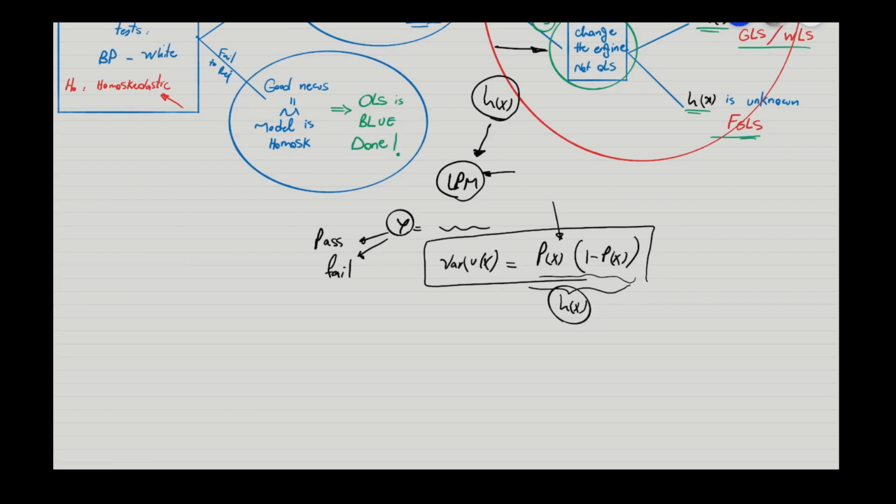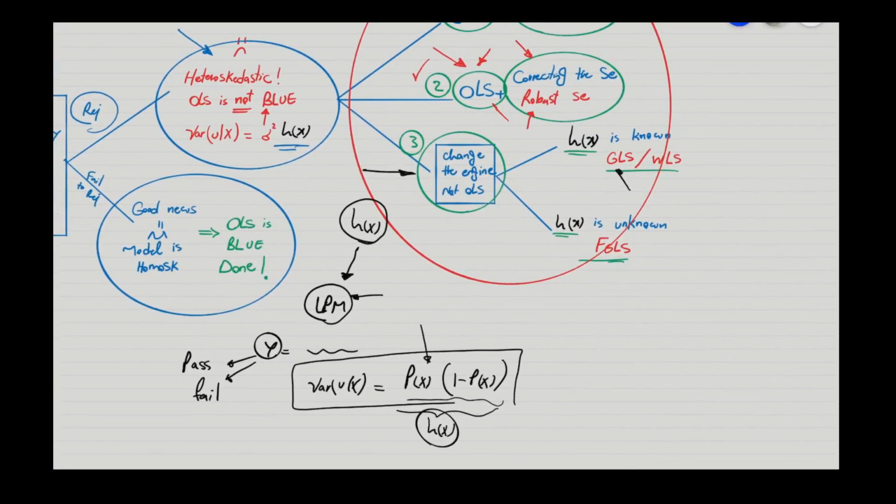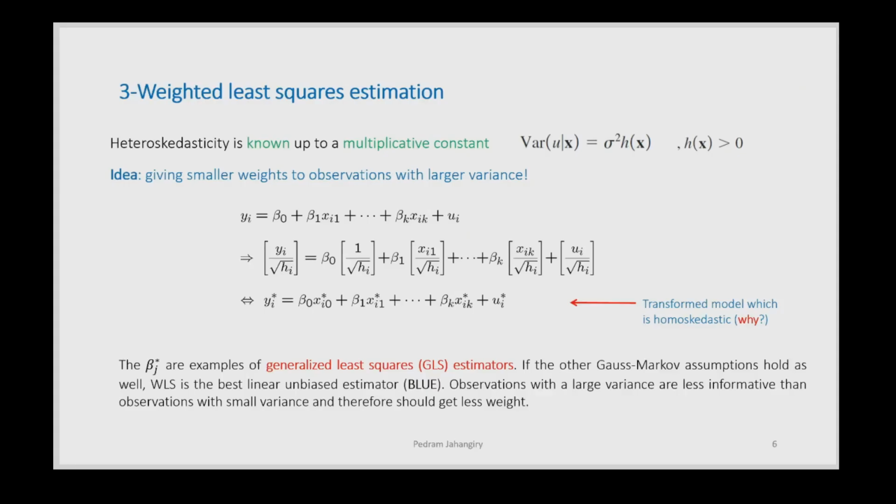So if I know the functional form, we're going to go ahead and use GLS, or weighted least squares. GLS stands for generalized least squares, and weighted least squares is a special case of that. If we don't know the functional form, we're going to use FGLS. On this slide, we're going to start with the case that we know the functional form. So let me write it: h(x) is known. When h(x) is known, we're going to use weighted least squares.